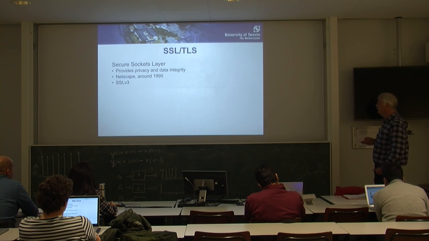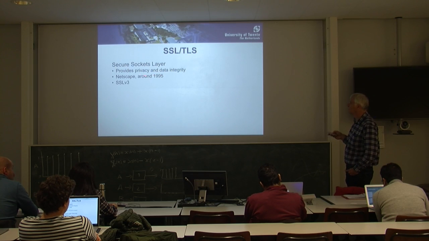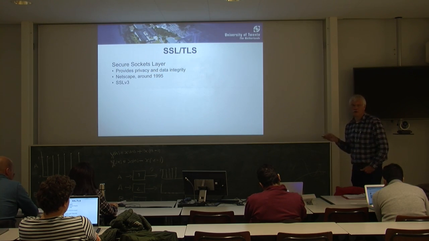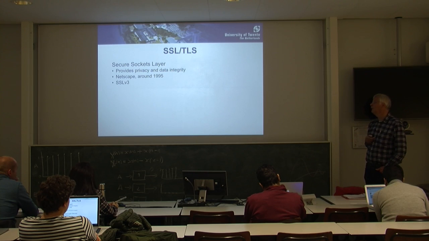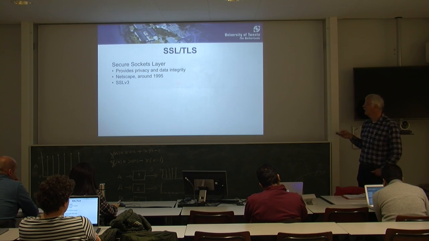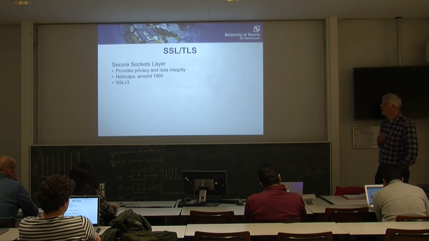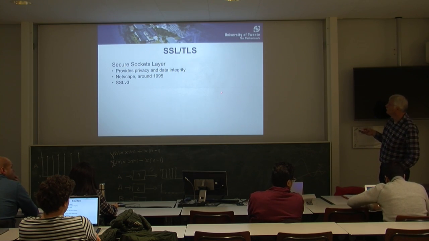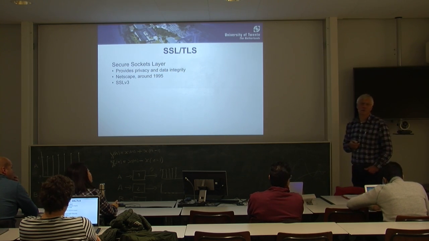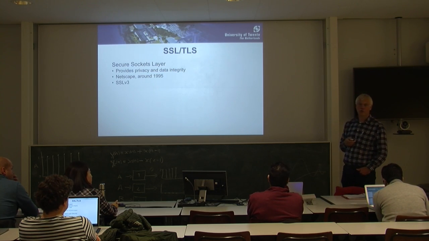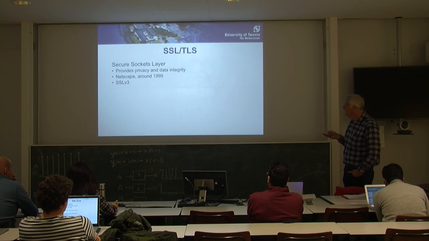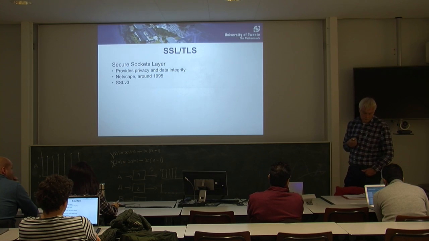What is it doing? It provides privacy and data integrity. So what does it mean? Privacy means that if you send data over the web, it gets encrypted, and data integrity means that you can verify the authenticity of the remote party. This was used basically by Netscape for browsing the web. So it is web technology, and it is used if you go to websites and you have to pay, which people started to do 20 years back, so that you could be sure that the payment went to the right person and no one could change your payment. So that was the history of it.